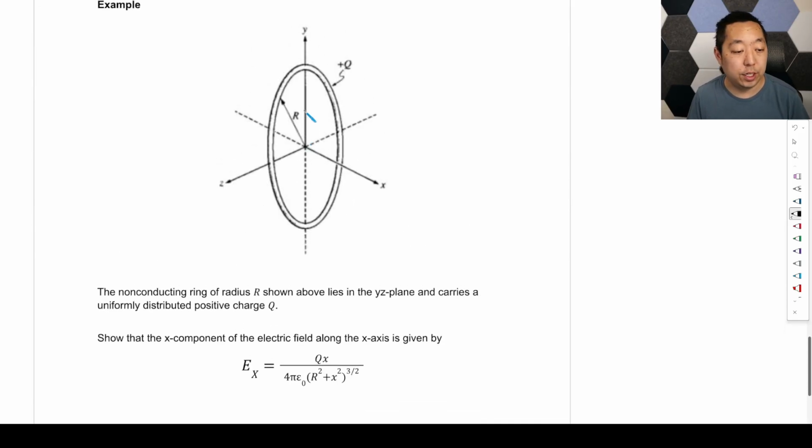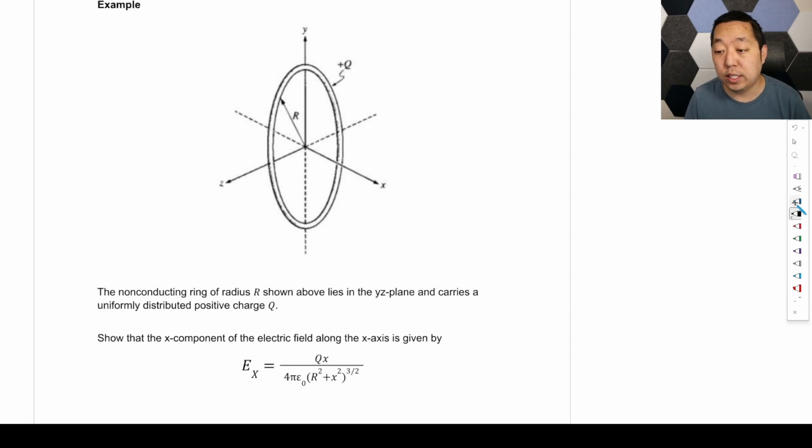Okay, let's look at a ring charge. Ring charge is a little bit trickier. So we have a non-conducting ring of radius r shown lies in the yz plane like this. So it's like the ring is, this is the outward arrow from the face of the ring. Carries a uniformly distributed charge dq. Show that the x component of the electric field on the axis is given by this.